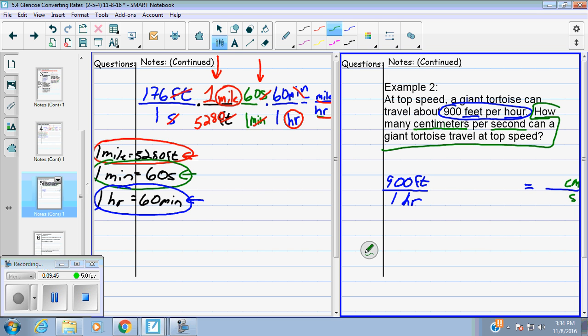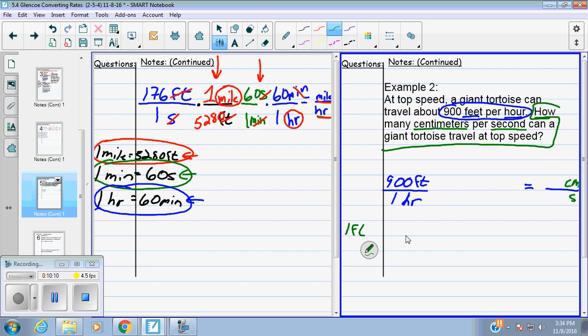We may need multiple conversions again. So let's go to our conversion chart and let's double check it. Is there a way to convert feet into centimeters? You're correct, there is not. So we actually have to make two different conversions here. We first have to say 1 foot equals 12 inches.